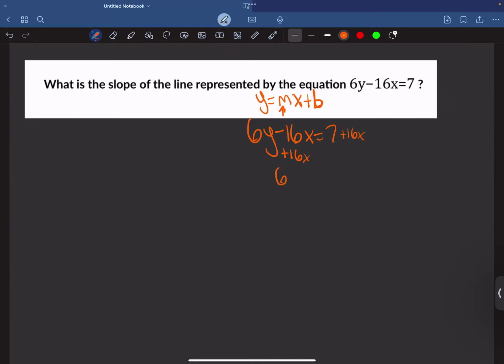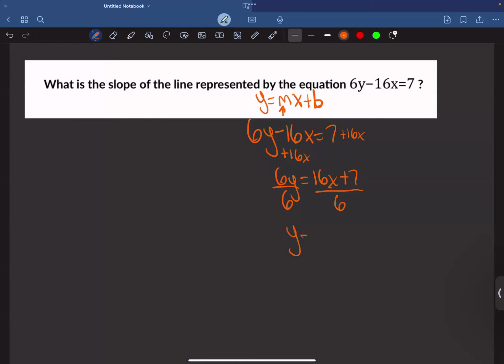Now we have 6y equals 16x plus 7. I just used the commutative property there to rearrange that. But my equation here shows a coefficient of 1. Right now I have a coefficient of 6. So what's happening between 6 and y? 6 times y. I need to get rid of 6, so I undo that operation by doing the inverse operation. The inverse of multiplication is division. So I'm going to divide by 6 and divide by 6.